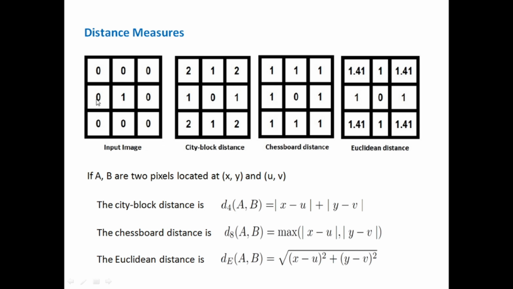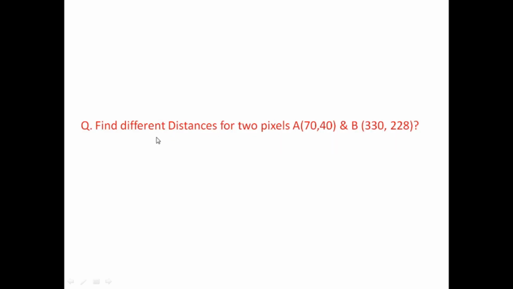And from here to here, if I would like to go, I just directly substitute the coordinate values for this pixel location. So it is 1 comma 1 and it is 1 comma 0. Just substitute the values in this equation, and ultimately I get 1 as the Euclidean distance. So let me raise a question here. Find the different distances for 2 pixels which are located at the 70, 40 location as well as the 30, 330, 228 pixel location.